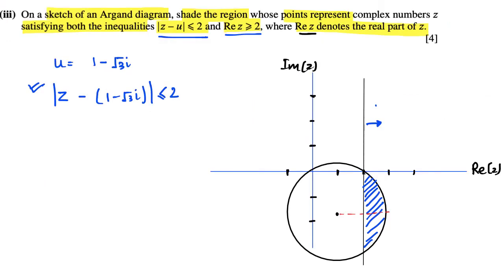Now in this question, how we are going to get marks is, if we represent the circle correctly, you'll get 1 B1 over here. Drawing the circle correctly with radius 2 units will give you another B1 mark. This line representing real part of z equals 2 will give us another B1, and correctly shading the required area will give another B1. So 4 out of 4.